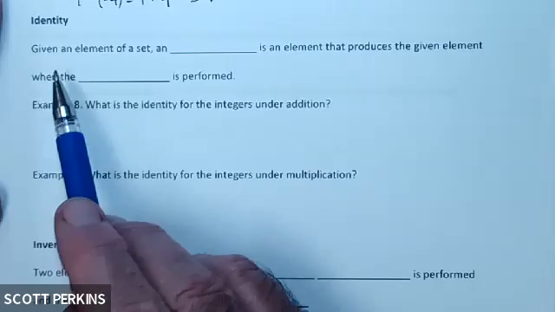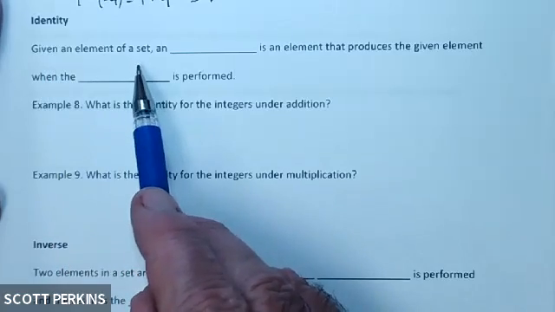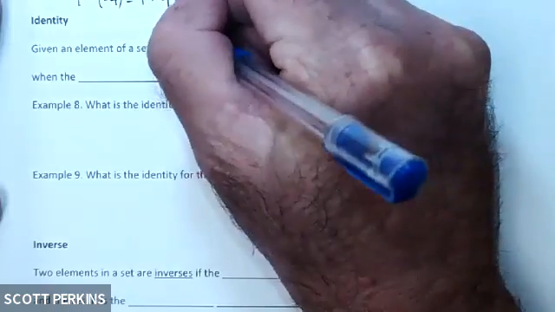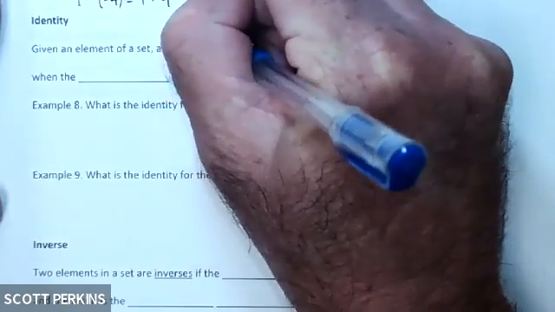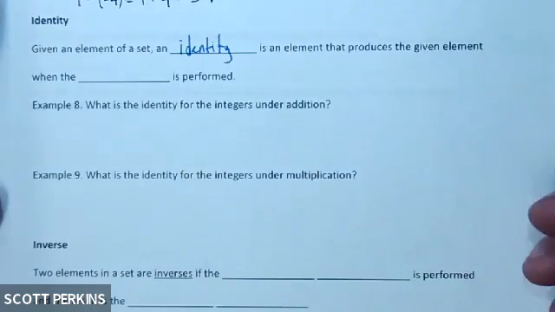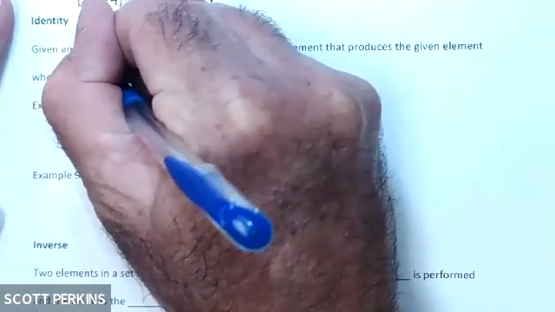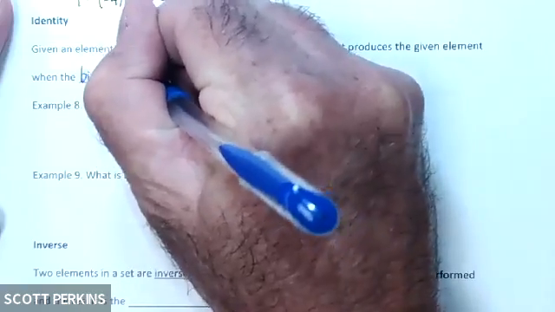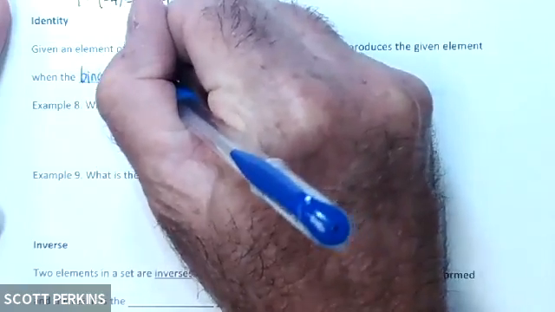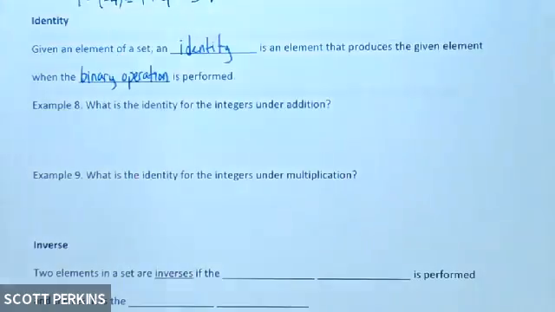And the identity says, given an element in the set, an identity is an element that produces the given element when the binary operation is performed. I probably should have made that blank bigger. Sorry. Now that's a lot of words for something that I think you're going to think is pretty easy.